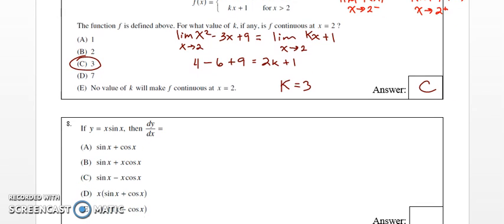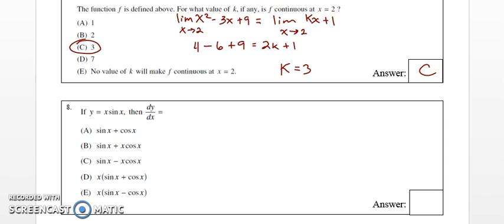All right, and finally, problem number 8. If y equals x times sine x, then dy over dx equals. One thing that you need to understand is that we have a product here. So we have to use the product rule. This is x times sine x, so the product of x and sine x.